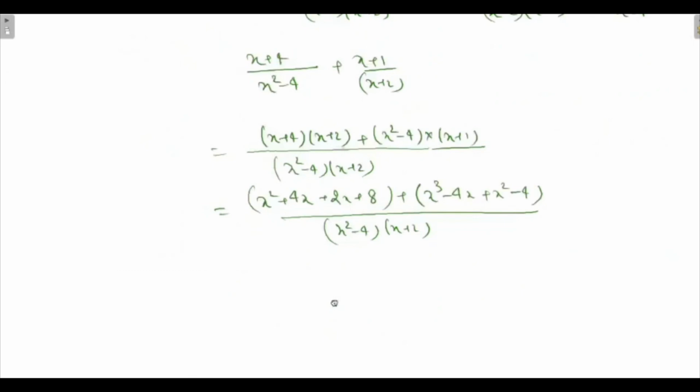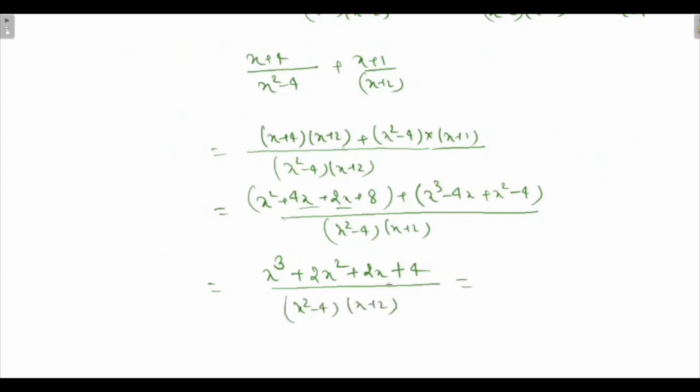Okay. Let's write it again. So now x cube, highest power, I'm just putting it in front. Then I'm looking at x square here, and then there is one more x square over here. So both of them together they become 2x square. And then I'm looking at 4x plus 2x, which is 6x. And then there is minus 4x. And this is gone. Then I'm left with 2x. And then finally here this is 8, there is minus 4. So this is going to be 4 here. Okay. Now this is what is going to be x square minus 4 into x plus 2.